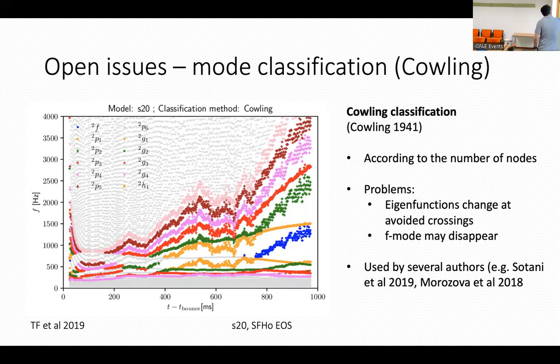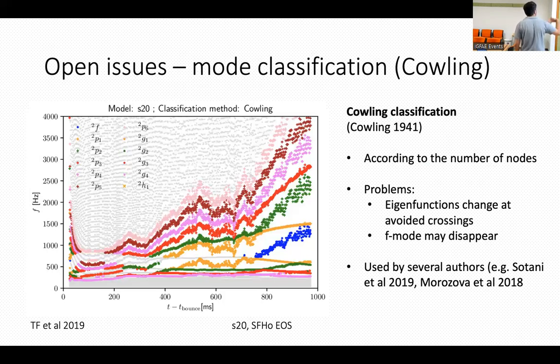And also there are problems because the F mode, defined as I mentioned before with the zero node, appears at the end, but when you go backwards in time, it essentially disappears. There is no mode with zero nodes. So this kind of classification is very easy, but has many problems.